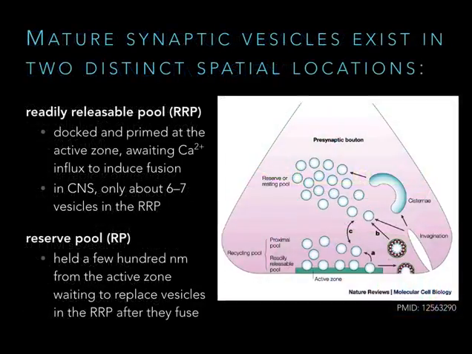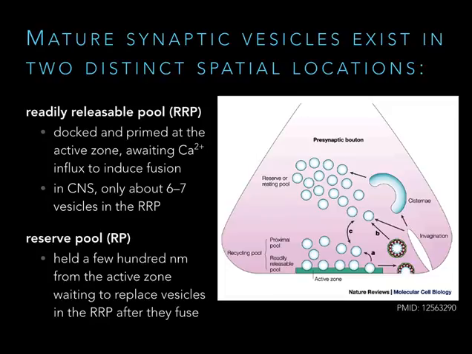Now, whenever we're talking about vesicles, we should keep in mind that we have really two pools of synaptic vesicles. We have the readily releasable pool, which is down in the active zone. These are docked and ready. They are waiting for that calcium increase to drive their fusion with the membrane. So the readily releasable pool is a small collection of vesicles. In our central nervous system, there's usually only about 6 or 7 vesicles in the readily releasable pool.